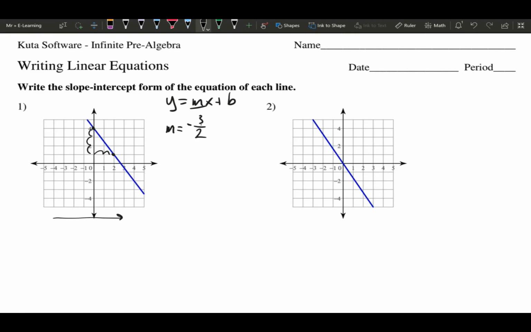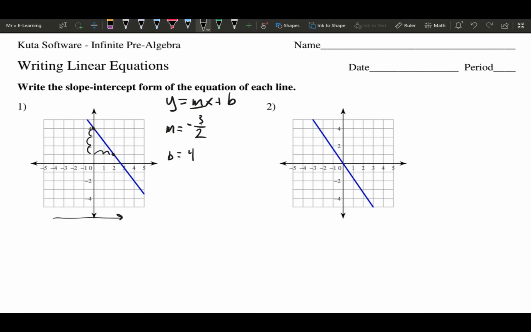Alright, and our b, well, hopefully you remember that is just the y-intercept. So it's where the graph crosses the y-axis. And as we saw a second ago, it crosses the y-axis at our first point that we chose, and that was at positive 4. Okay, so now we have everything we need.